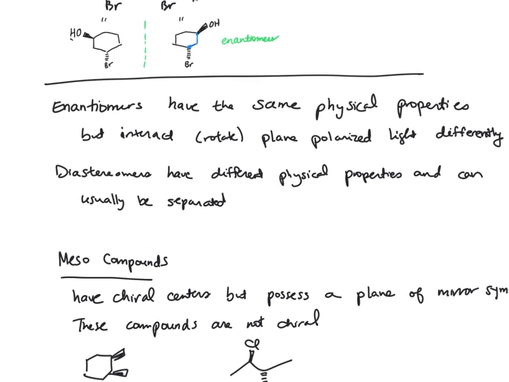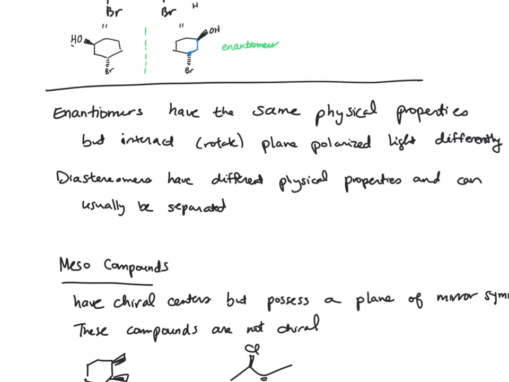Enantiomers have the same physical properties as one another, but they interact with rotated plane polarized light differently. You can't separate them by conventional means because of their same physical properties. Diastereomers have different groups of compounds arranged in different ways, so they are going to have different physical properties, and they often can be separated through crystallization, chromatography, a variety of methods.